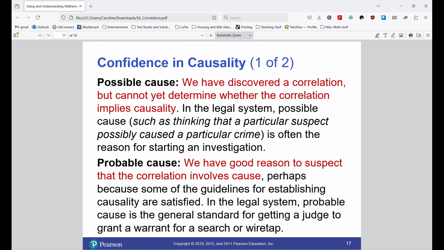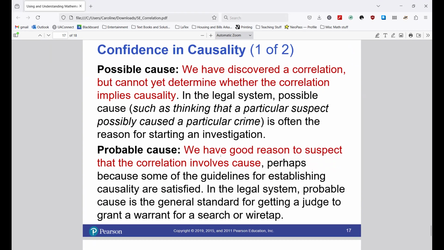In a legal system, possible cause, such as thinking that a particular suspect may have caused a particular crime, is often the reason for starting an investigation. Probable cause is we have good reason to suspect that the correlation involves cause. So perhaps one of the guidelines for establishing causality is satisfied. In the legal system, probable cause is the general standard for getting a judge to grant a warrant for a search or wiretap.